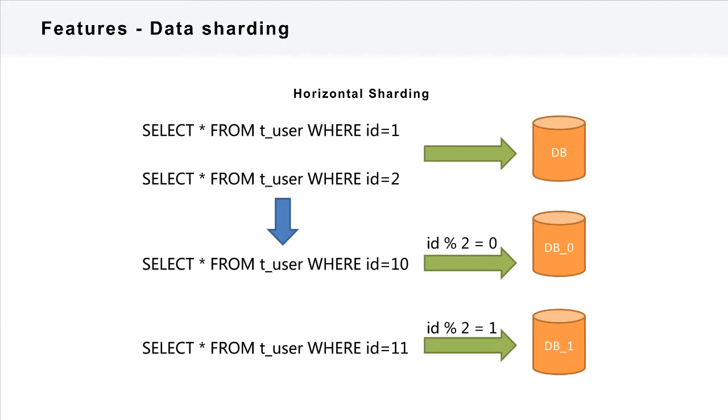Theoretically, horizontal sharding has overcome the limitation of data processing volume in a single machine and can be extended relatively freely. So it can be taken as a standard solution to data sharding.